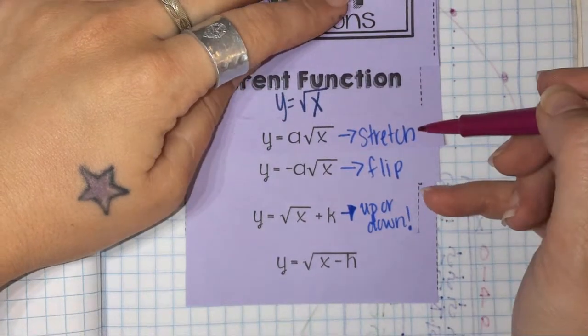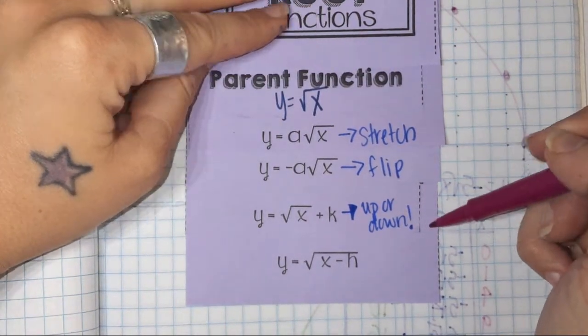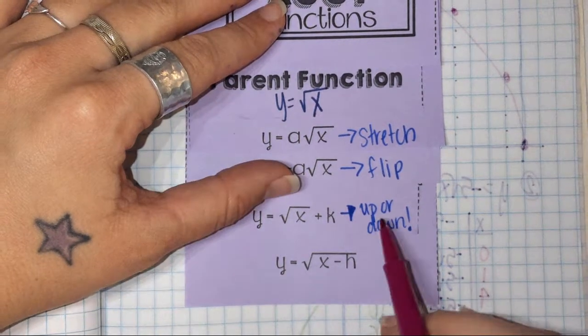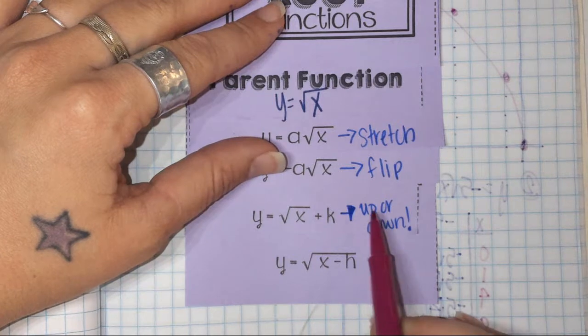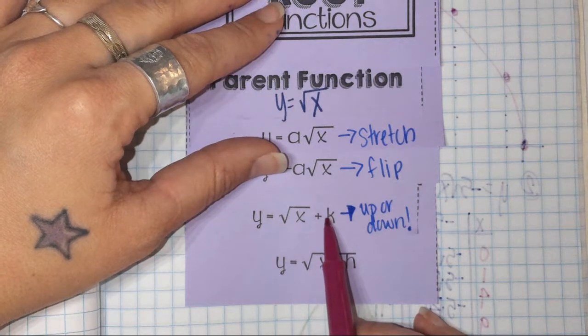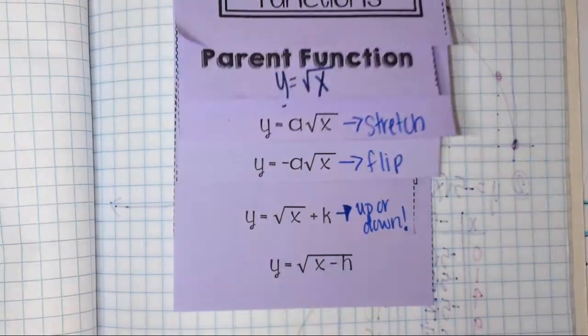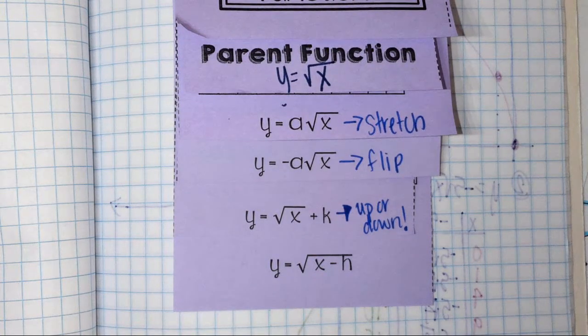So far we have stretch, we have flip, we have up or down. What's left that we could do? No, guys, this one is up or down. If we subtract, it would be down. We add, it's up. So what's the last thing we can do? Okay. I flipped, right?